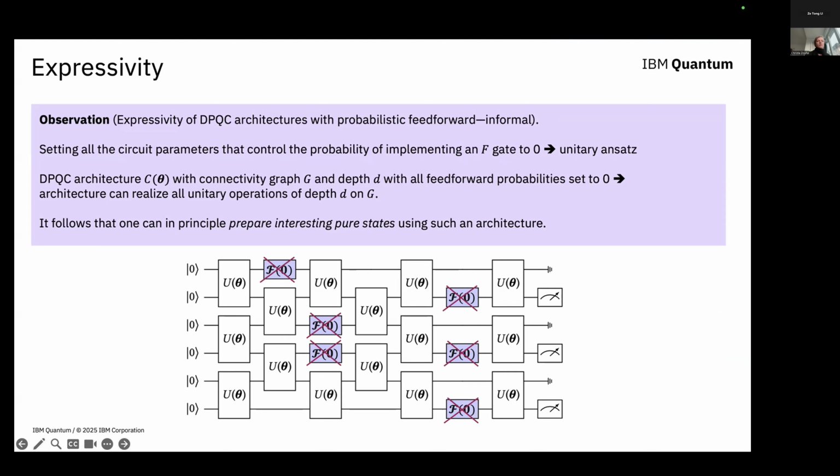And if we also remember that we can control these dynamical feed-forward operations with parameters. Now, if we set the parameters of our purple boxes such that there is no action, then this circuit basically corresponds to a unitary circuit of depth d. If we make d very, very large, then everything holds that we know about deep unitaries, i.e. that we can prepare interesting pure states with this type of architecture.